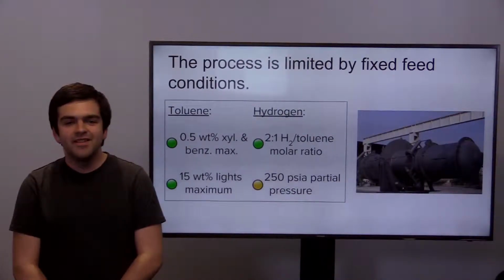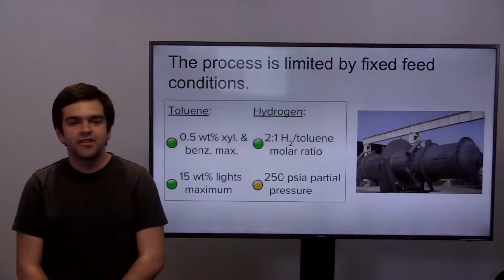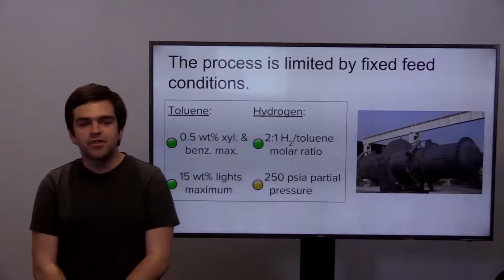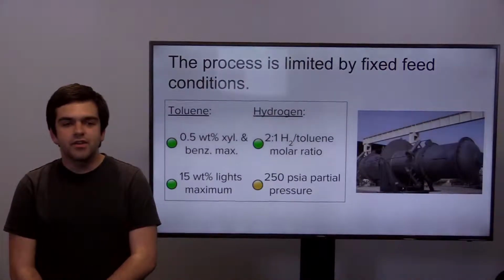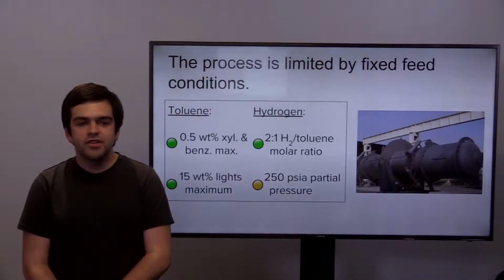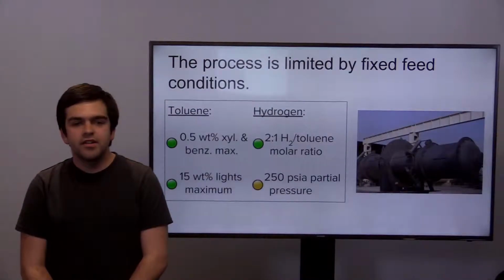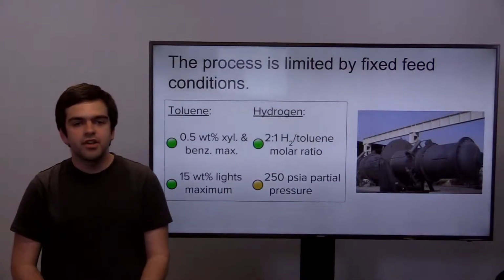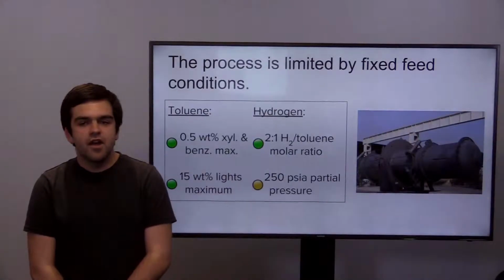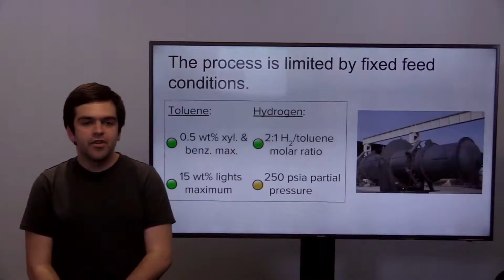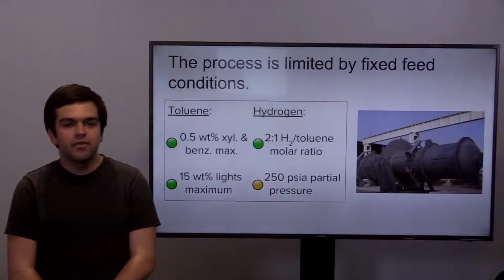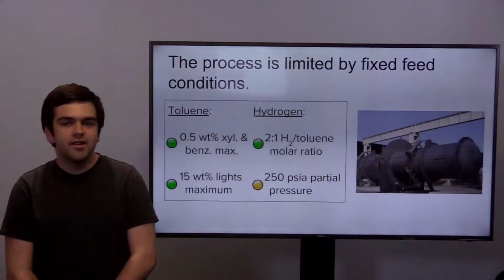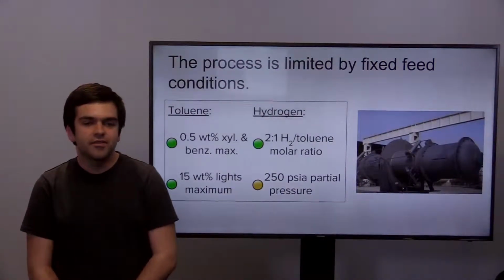Our process is limited by feed conditions that are fixed, in that we can only have so many impurities in both our toluene and our hydrogen feeds. In our toluene feed, we meet all specifications in terms of these impurities. Additionally, the hydrogen must be fed at a 2-to-1 molar ratio with the toluene feed, which our design accomplishes. However, within the reactor itself, our hydrogen must provide 250 psias of partial pressure, and we come very close to the specification at 247 psias.